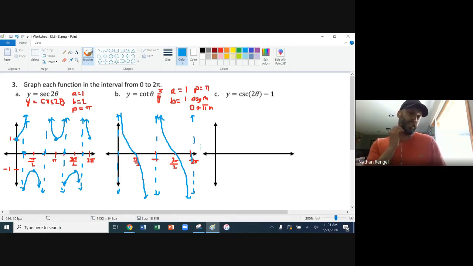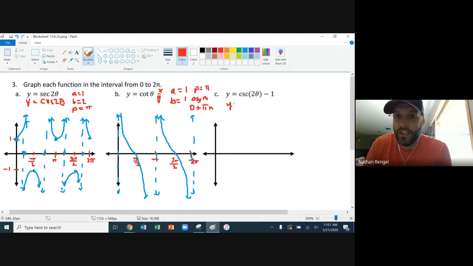So the big thing with cotangent is your first asymptote is always going to be at 0. And then each period after 0, you're going to have a new asymptote. So you can add on however many periods you're graphing, you can add on an asymptote every length of a period.